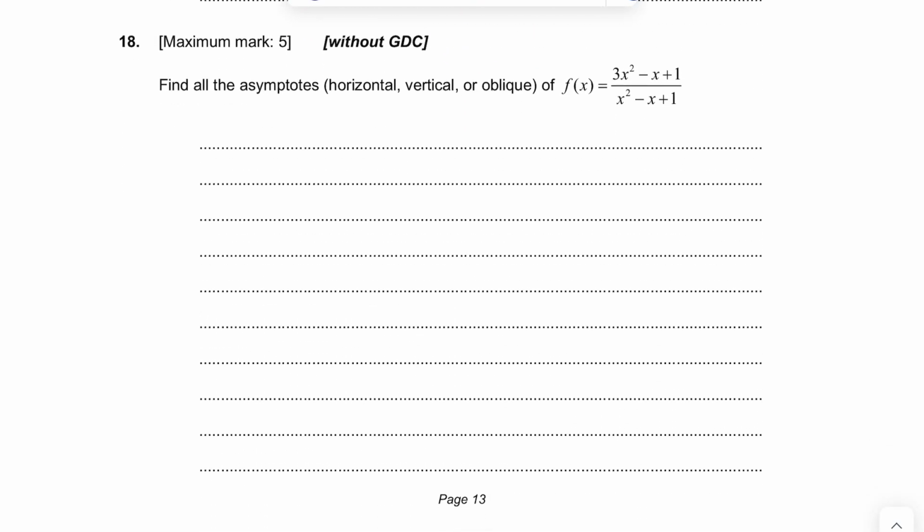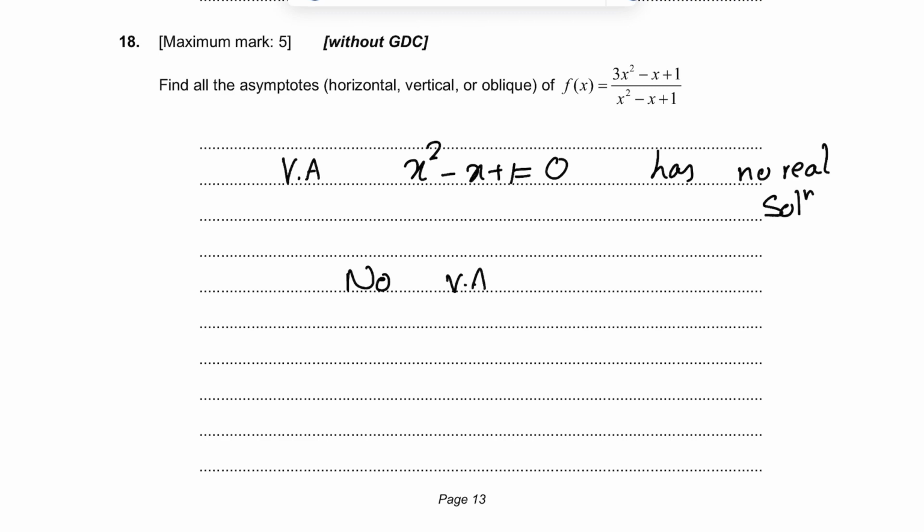Question number 18. Find all the asymptotes, horizontal, vertical, and oblique. Vertical asymptote, denominator equals 0. X square minus x plus 1 equals 0. So this has no real solutions. No real solutions means no vertical asymptote. Now coming to the horizontal asymptote, degree of numerator is same as degree of denominator. So divide by the coefficients, 3 divided by 1, which equals 3.